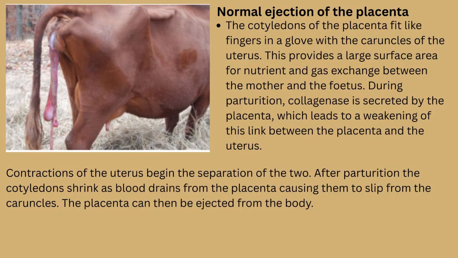During parturition, the link between the placenta and the uterus: contractions of the uterus begin the separation of the two. After parturition, the cotyledons shrink as blood drains from the placenta, causing them to slip from the caruncles. The placenta can then be ejected from the body. Collagenase is secreted by the placenta, which leads to a weakening of this.